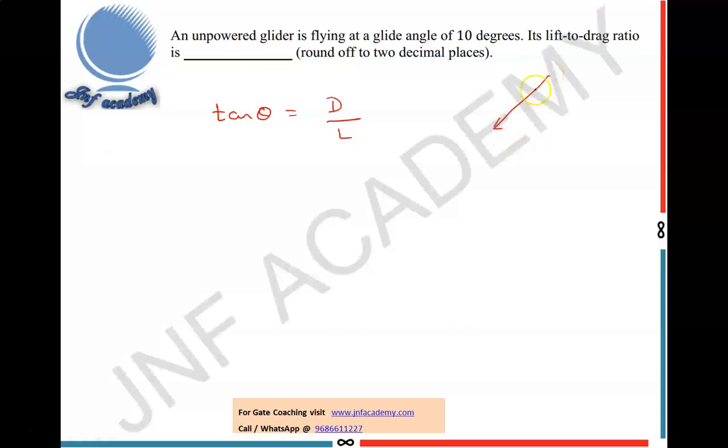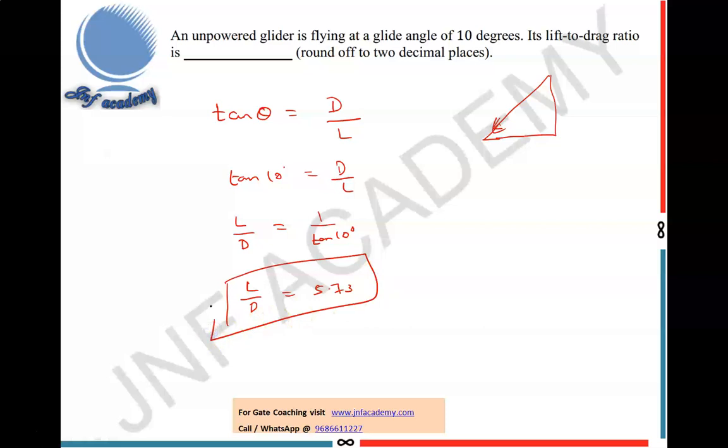See, this is the gliding aircraft. If the aircraft is coming like this, tan theta is equal to D by L. Theta is given, tan 10 degrees is equal to D by L, and they want the lift to drag ratio. So L by D is equal to 1 by tan 10 degrees, and if you substitute that, you will get L by D to be 5.73, close to that value. Okay, 1 by tan 10 degrees is equal to 5.73. So the answer is lift to drag ratio is 5.73.